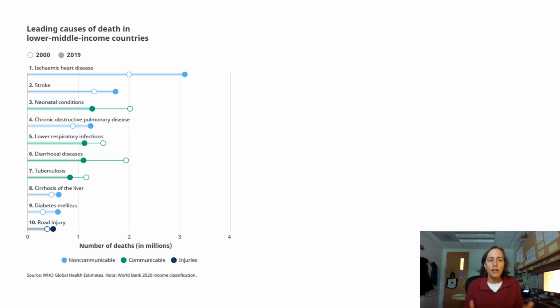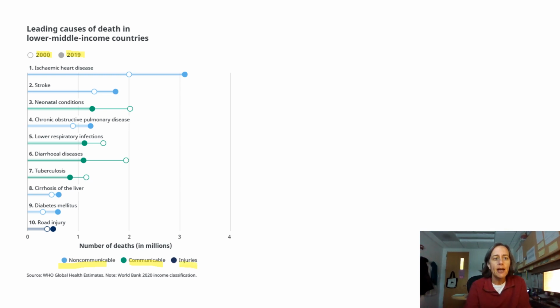So if we look at lower to middle income countries, so that's what we're looking at here. Let me show you a couple of things about this. So first is that the open circles tell us the year 2000, and the filled in circles are the year 2019. So that's the first thing I want to orient you to. The second thing is that blue are non-communicable diseases, things like ischemic heart disease, which is atherosclerosis, and stroke, which is atherosclerosis in the brain, and then communicable diseases, which is what we're talking about with this unit. And then they've also included injuries.